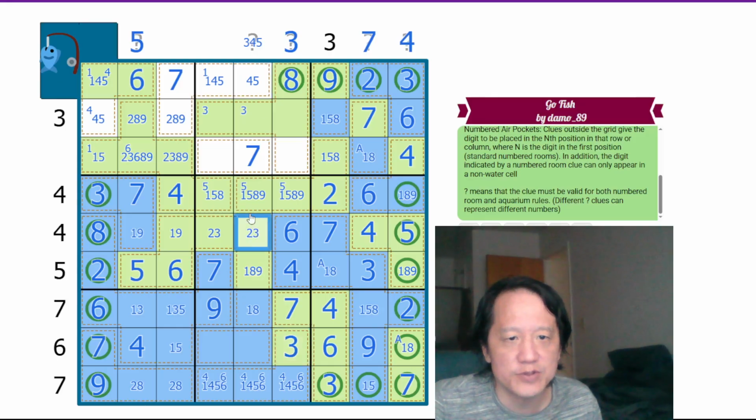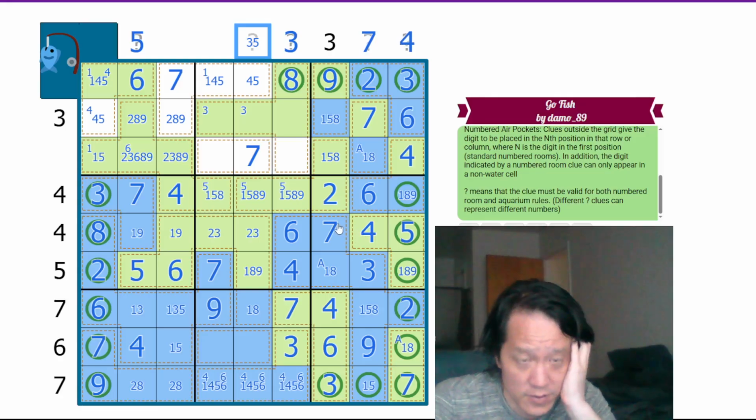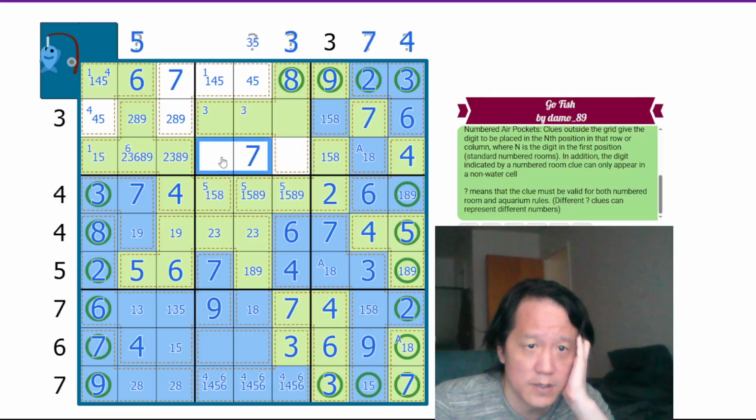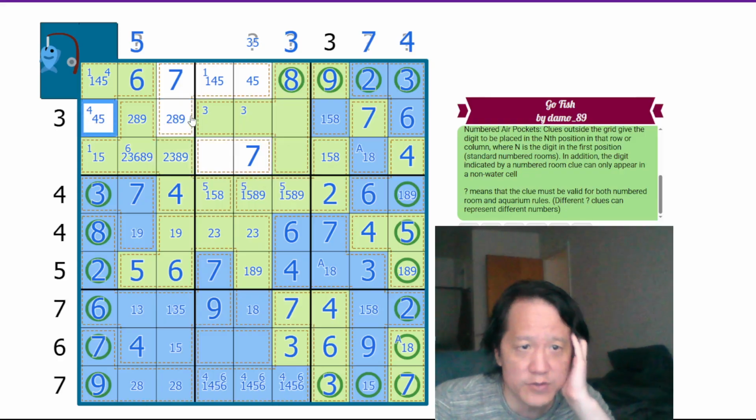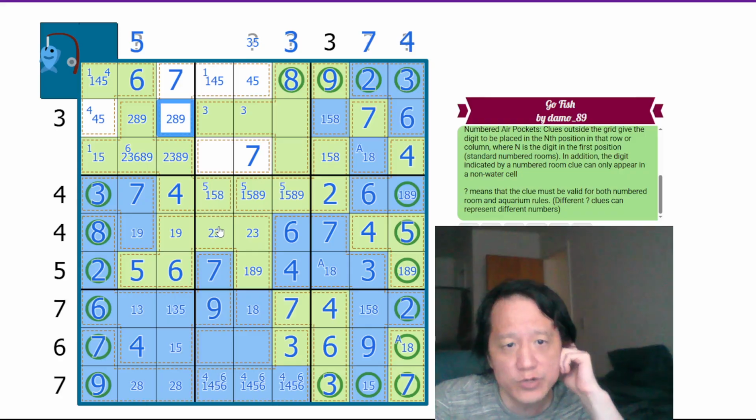4th or 5th position. And it has to be 3 or 5 then. It can't be 4. So that's 3 or 5. This has to have 3 water, so this can't be water. This is air. One out of these 2 is water. We don't know which.